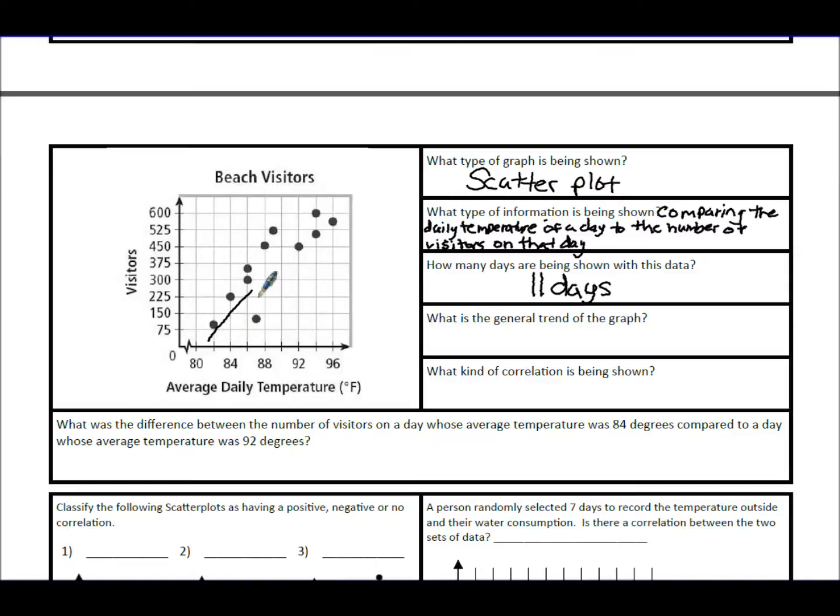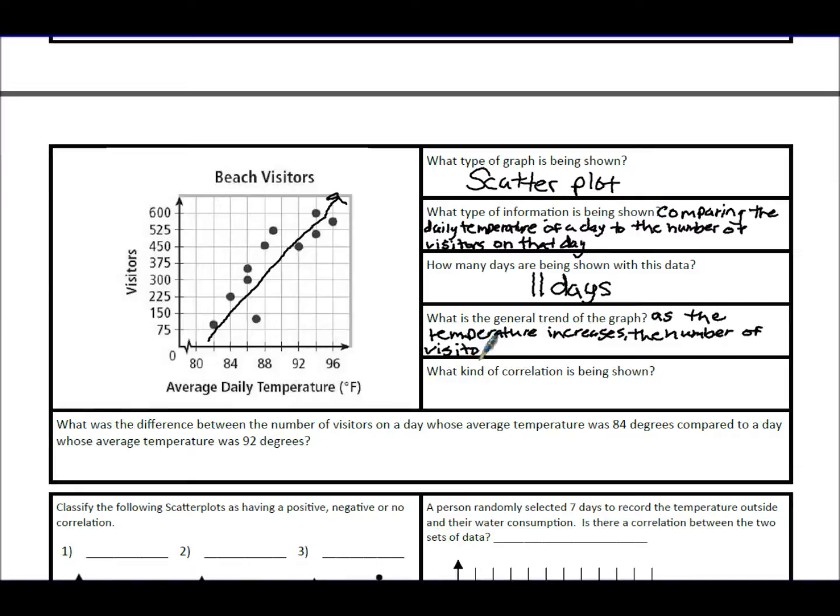So the general trend of the data is that it's kind of moving upwards, and we see that the points kind of follow that line. It makes it look like as the temperature of the day gets warmer, the beach gets more visitors. So more visitors want to go to the beach when it's warmer. As the temperature increases, the number of beach visitors increases as well.